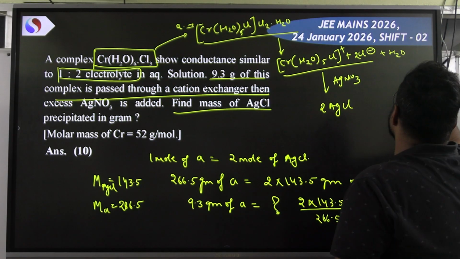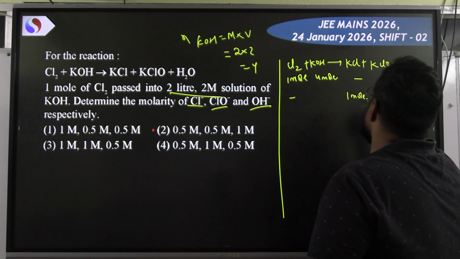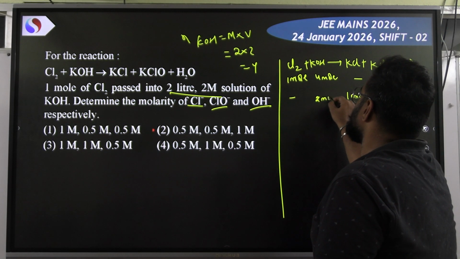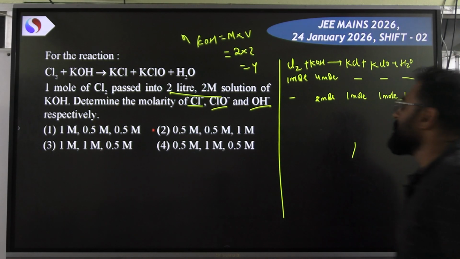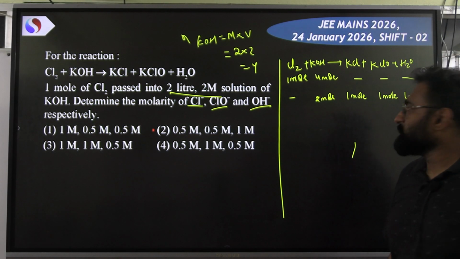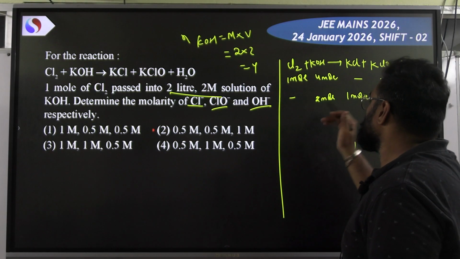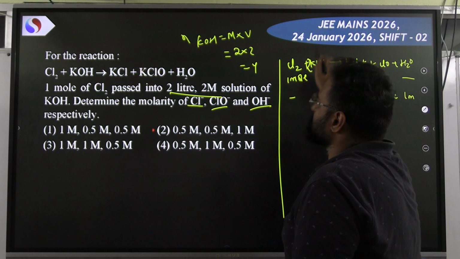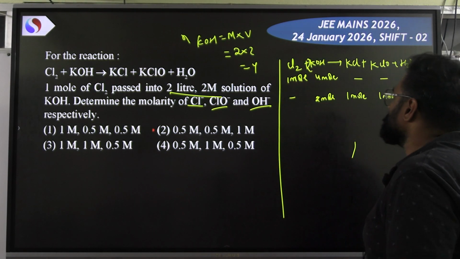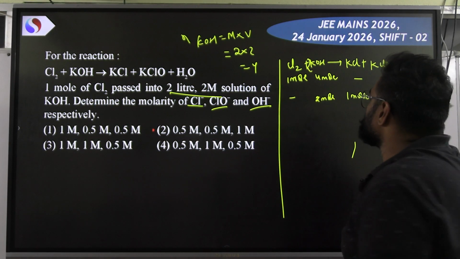And what is left for this? 2 moles are left in this. Correct? Sorry, this is 2 KOH. 2 moles are left in this.